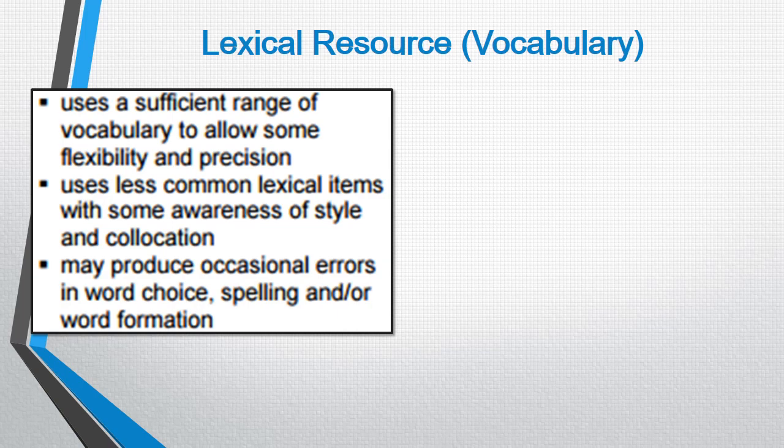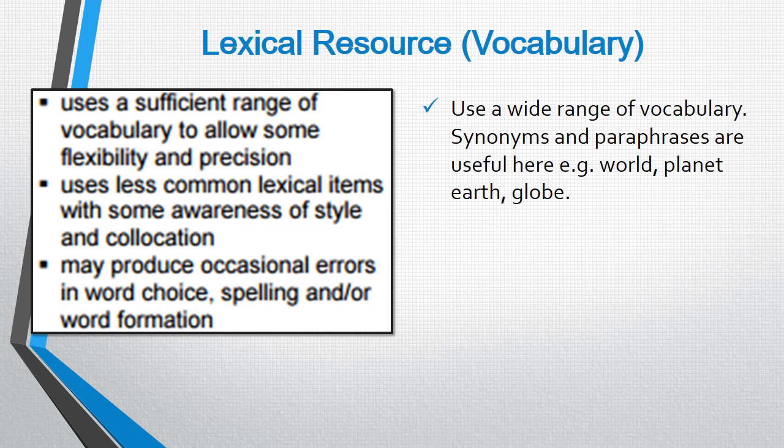For example, rather than simply repeating the word world throughout your essay, you can vary this by saying planet, earth, or globe. And if you can't think of one word as a synonym, you might use a few words which then give the same meaning as another word. This is called paraphrasing.